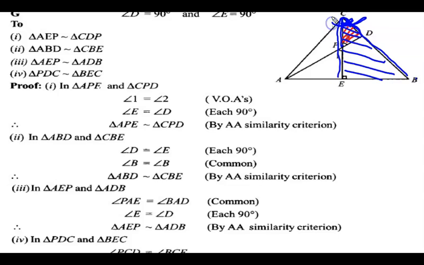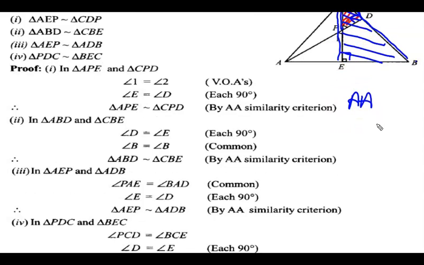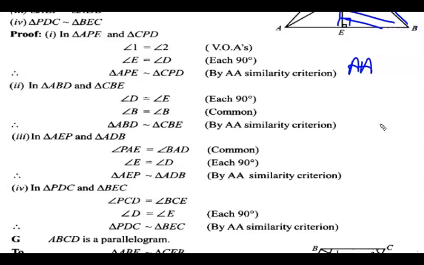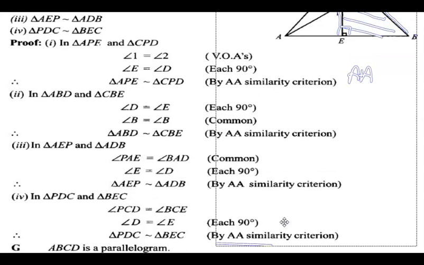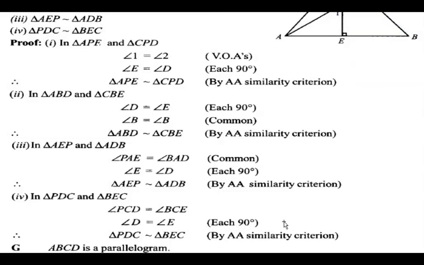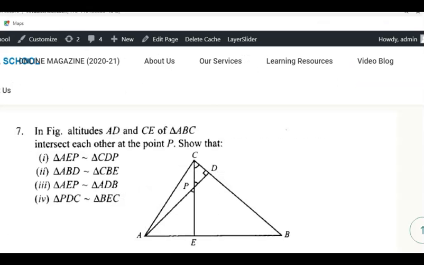And then again, here we find angle D, and here is angle E. So these two again meet the criteria. So A is equal to A, and it becomes again a similarity condition. So that is how all these four are similar. Now what you should do, you may just pause this video for a while and note down all these for your exam purpose. Move to question number 8.